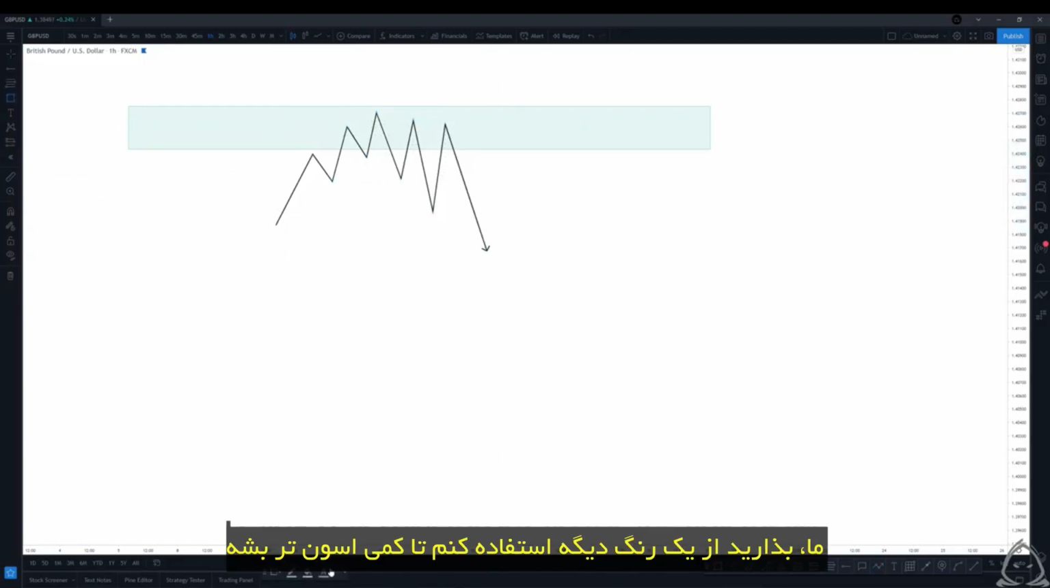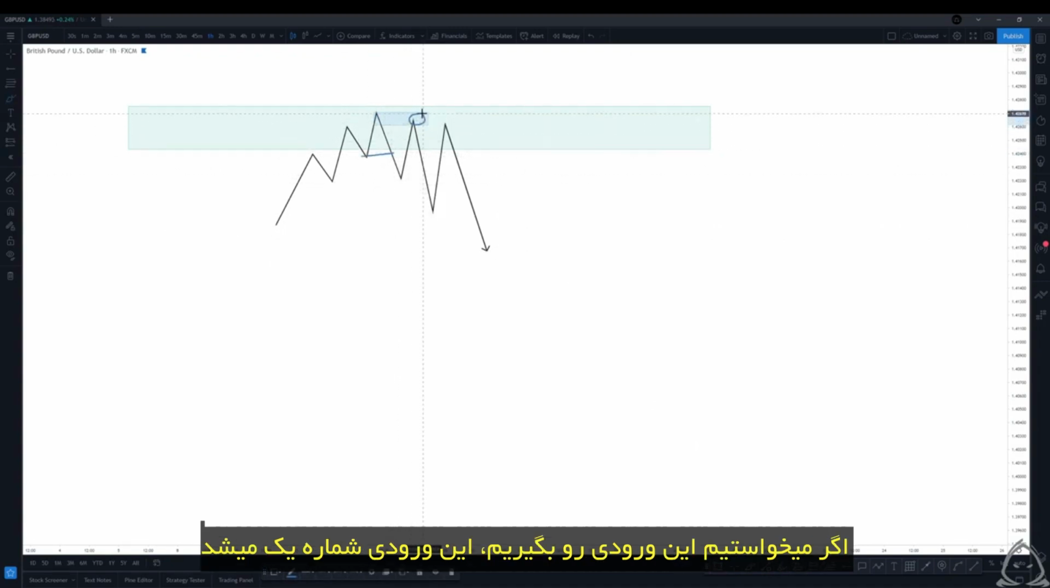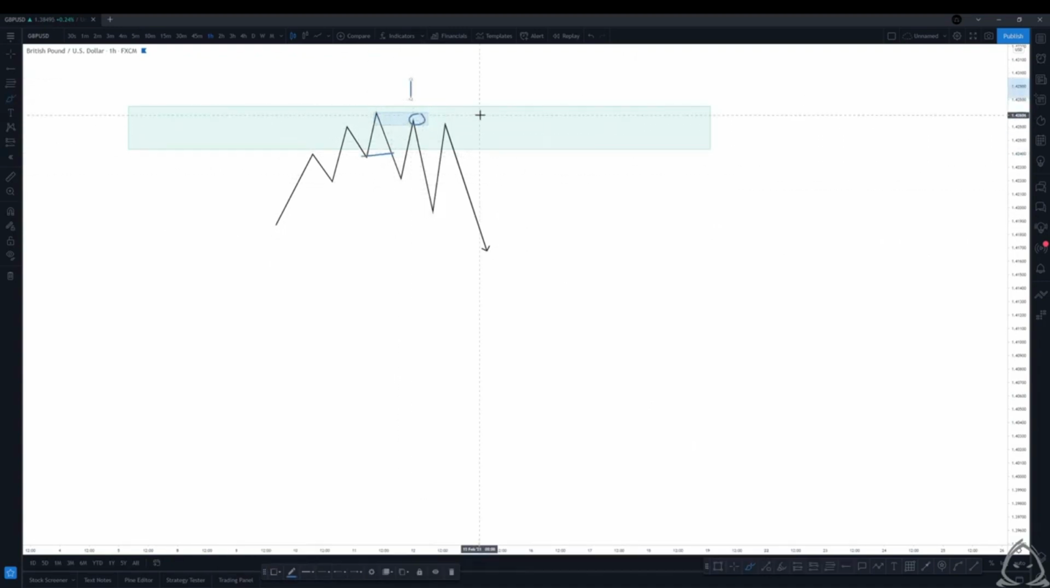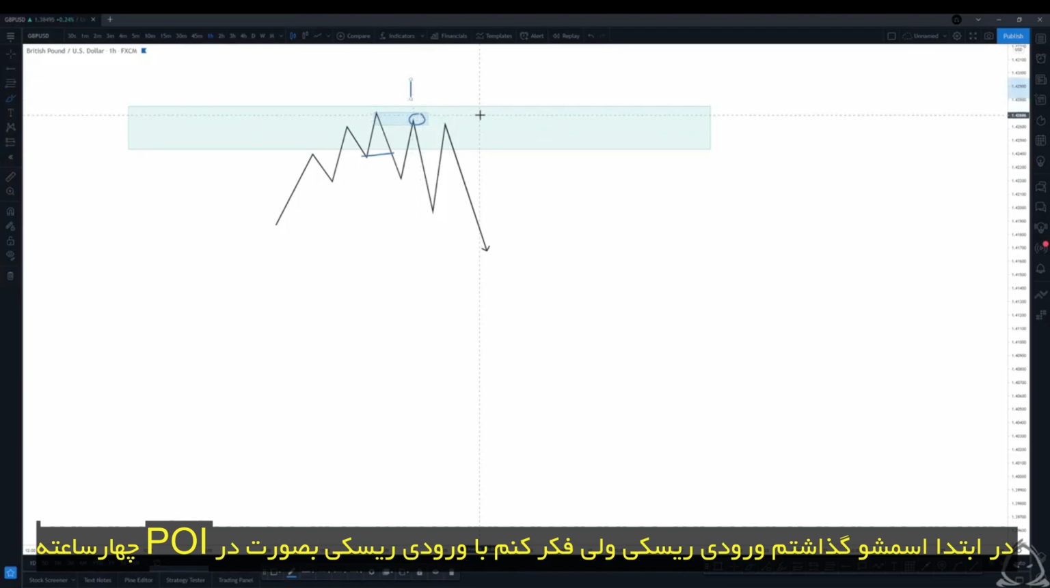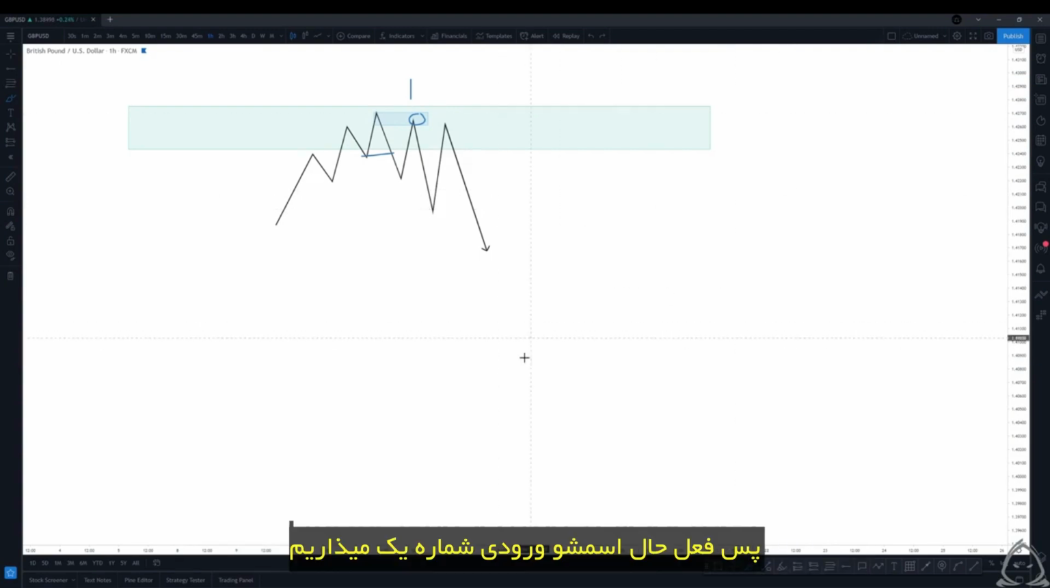We'll use just a slightly different color, because it makes it a little bit easier. So we'd have our first point of interest because we've broken this bit of structure here, so we could look to take that entry. That would be entry number 1. I was calling it a risk entry, but I think that there was a little bit of confusion in the risk entry, taking it on the 4-hour point of interest with the limit order and not using lower time frame, waiting for that break of structure and continuing. So we'll call it entry 1 for all intents and purposes right now.